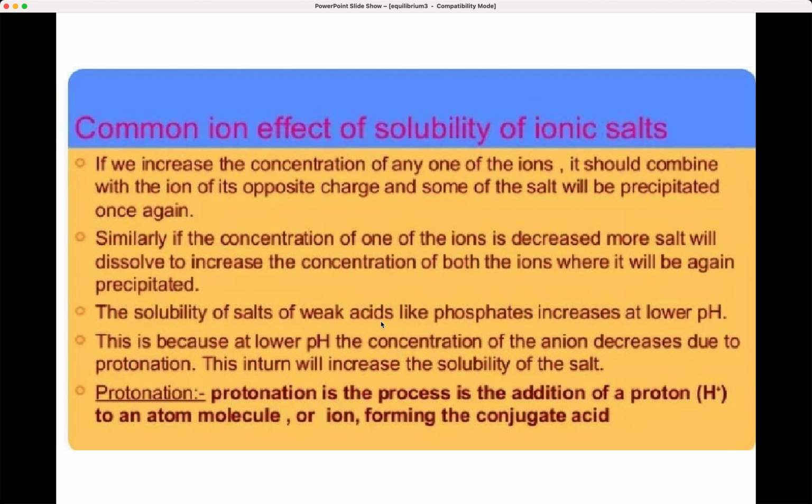The solubility of salts of weak acids like phosphates will increase at lower pH, because at lower pH the concentration of the anion will decrease because of protonation. That will in turn increase the solubility of the salt. And what is protonation? It is the process of addition of a proton to an atom or ion, forming a conjugate acid.